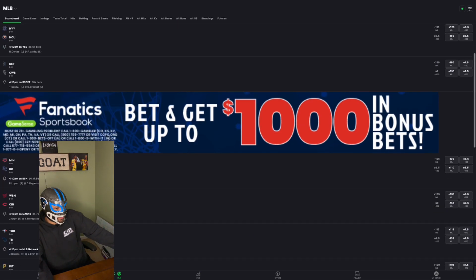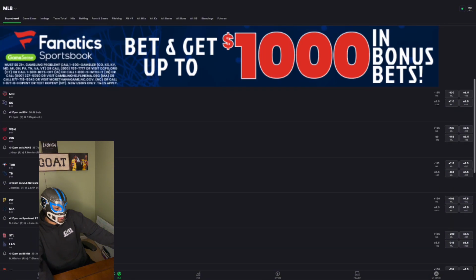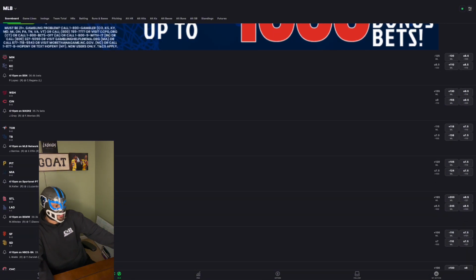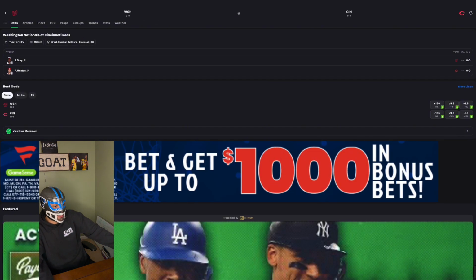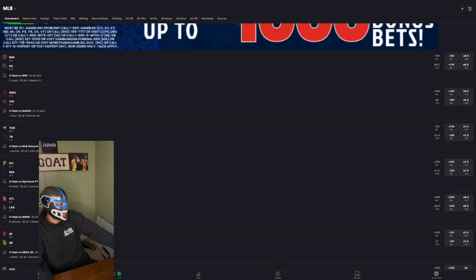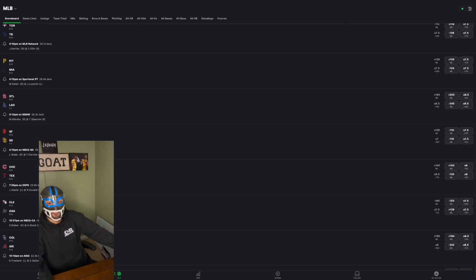And then also here, what else do I like to do? I love to read this, okay? So you see how this says under 9, how it opened at under 9 and moved to 9.5? You see that? That is a good sign that the game might go over. When you see line movement like this in baseball, when you see any line movement in baseball, there's a good reason for it, and that is usually the right side. I'm not going to lie to you guys. It is usually the right side.